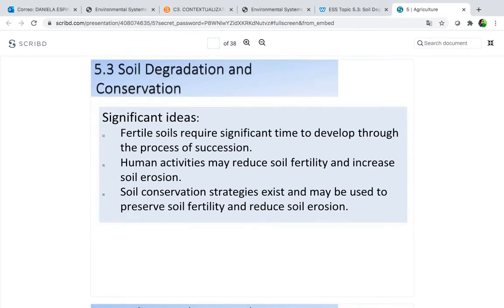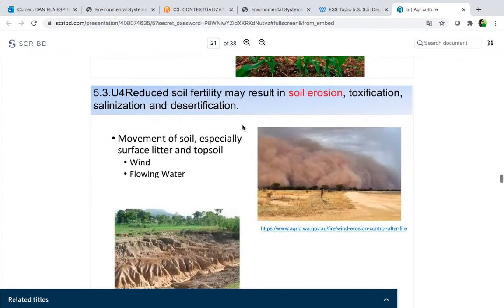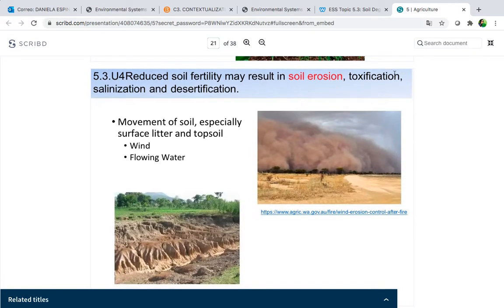Okay guys, so we're going to continue with information about soil conservation. And we're going to start with how reduced soil fertility may result in some different problems. So we have a soil that is being affected, right? So which are the problems of this? Soil erosion, toxification of soil, salinization and desertification.